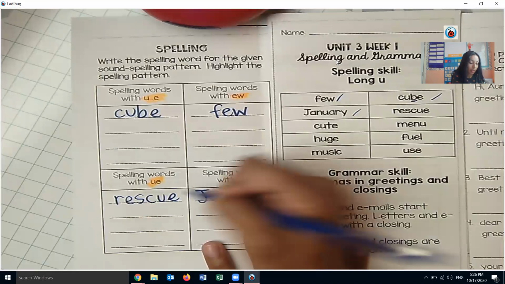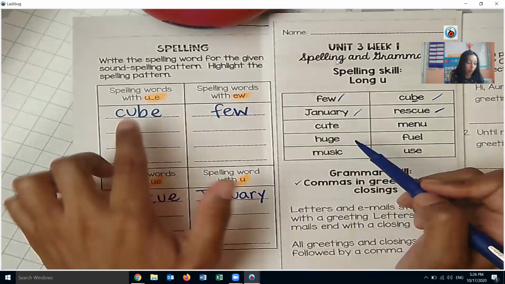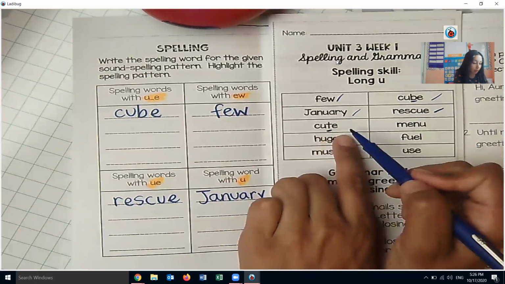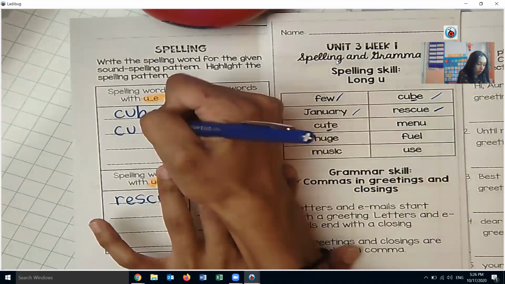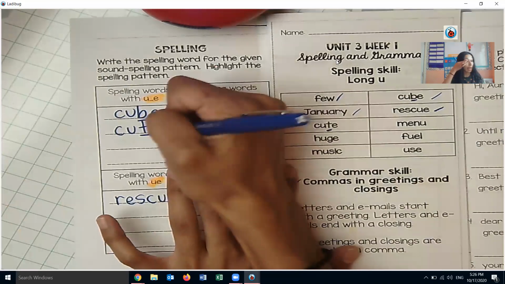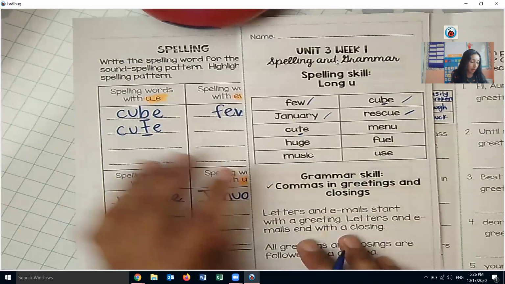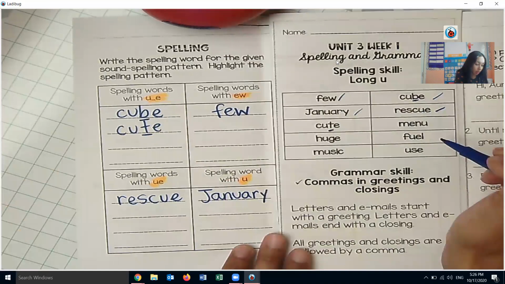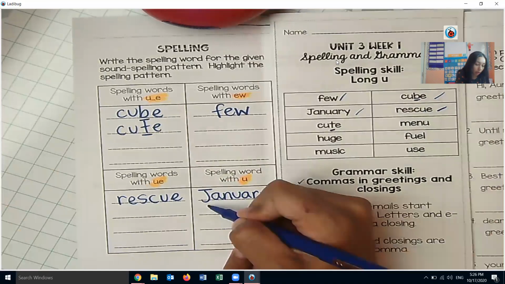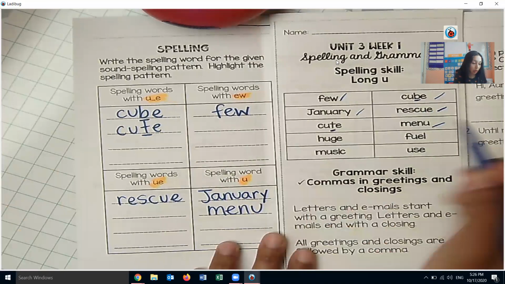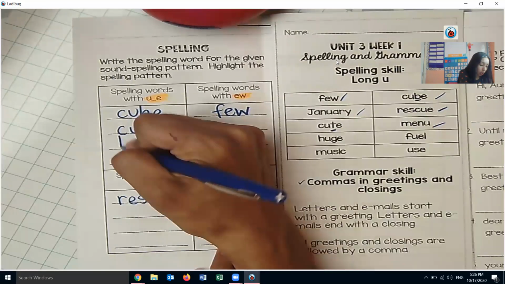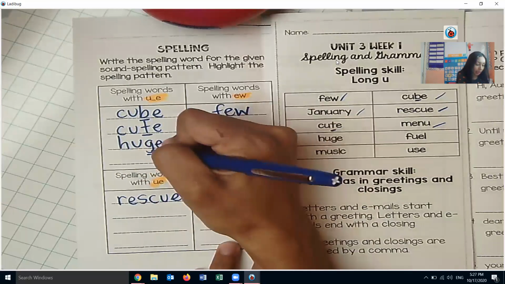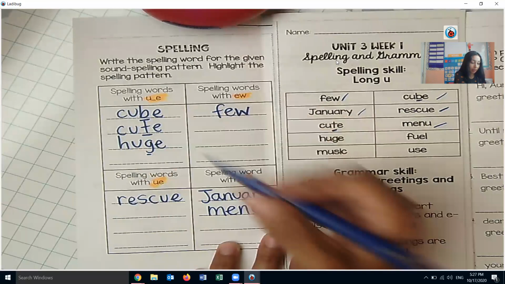Rescue. Cute goes over here with cube, where it has CU, a letter, and ends in E. So there's a letter in between the U and the E. Those are these words. Menu, the U sound comes with just the letter U, so menu will go here. Huge will go with this group. It has HU, a letter, which is the letter G, and then E. U, letter, E. U, some other letter, E.